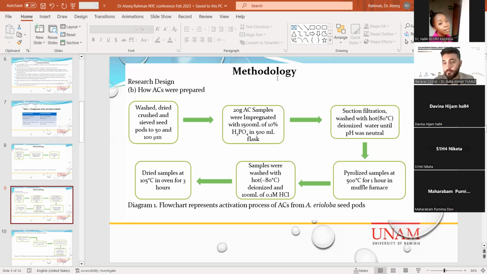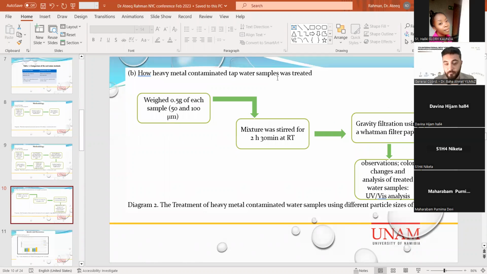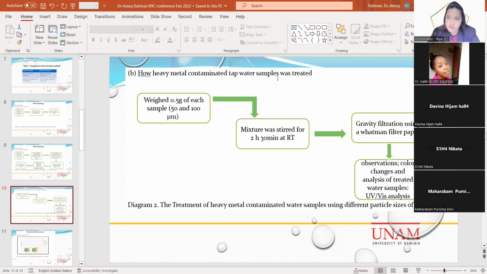This is the last step, that is the purification. Then the samples are dried in an oven at 105 degrees centigrade for 3 hours. Then, how heavy metal contaminants in tap water samples are treated here: 0.5 gram of prepared AC is taken, at 50 and 100 microns. Then it is stirred at room temperature for 2.5 hours.